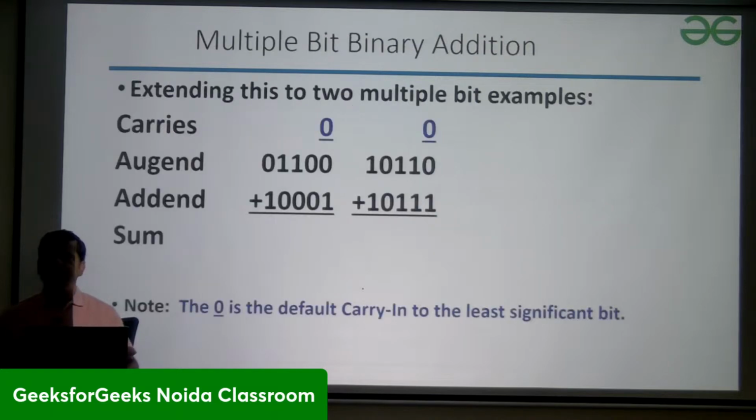Multi-bit binary addition. In that particular case, the LSB is always treated with carry as 0. If you have to add multiple bits, the LSB is always treated as carry 0, because there is no previous carry from any point. Now add this particular information 0 0 1. So this is addition of 2 bits with carry 0.